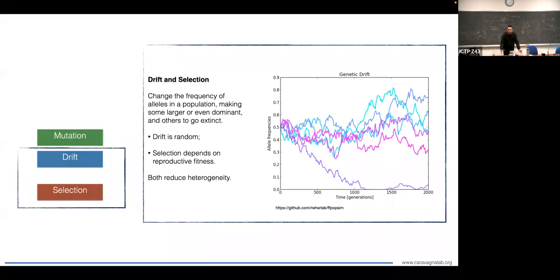So drift is random, essentially, while selection depends on the reproductive capacity of the cells, on the fitness of this population. A population that has two important mutations should grow faster than a population that has a single important mutation. That's the idea of having these additive fitness models. One of the important things is that both of them reduce heterogeneity, right? In the sense that selection creates bottlenecks, right?